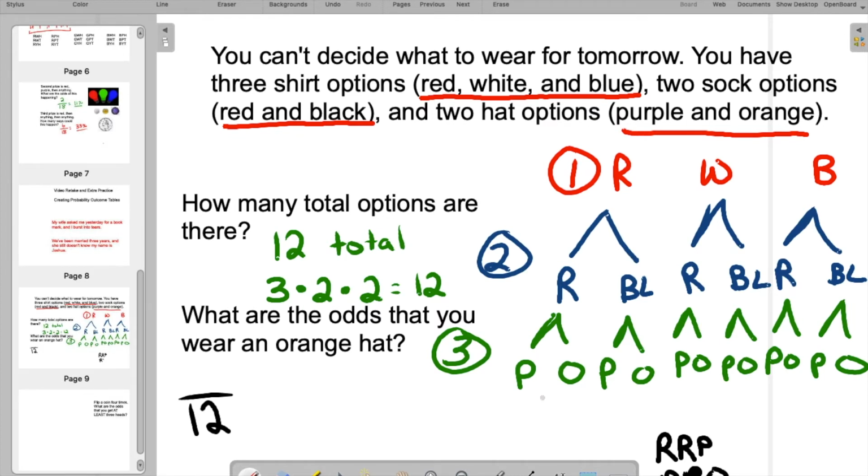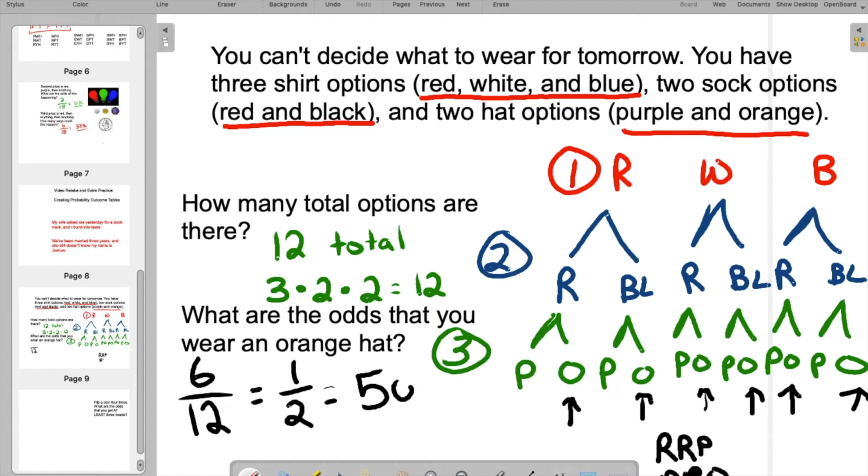Or you can go down to the 3rd level and you can count the number of options that have orange in it, which is 6. Therefore, 6 out of 12 is the same as 1 out of 2, or 1/2. It's 50% that you wear an orange hat, which makes sense because there's only 2 hats. You've got to be wearing either a purple hat or an orange hat. Those are really the only 2 options.